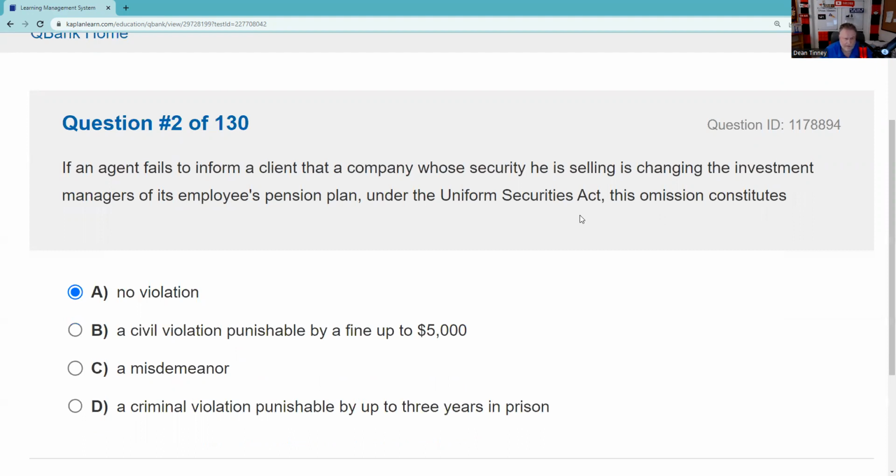I saw this investment advisor representative being interviewed. He was asked why he didn't tell the client the information. He said, I thought I'd lose the sale. That would be material. Here, this isn't material, so I'm going to say no violation.